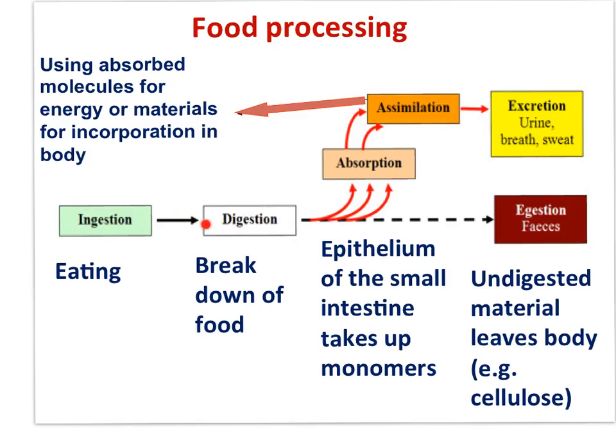Ingested macromolecules are digested physically by teeth and bile and chemically by enzymes. Monomers are absorbed into the bloodstream across the epithelium of the small intestine. The monomers, once in the bloodstream, move to cells of the body to be synthesized into large molecules or used for energy. Undigested material proceeds out of the digestive tract with the feces. Cellulose remains undigested and is a typical component of our feces.